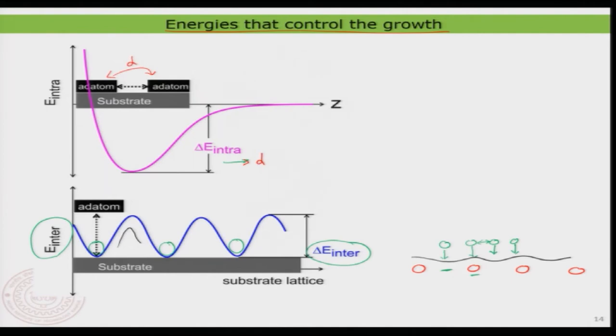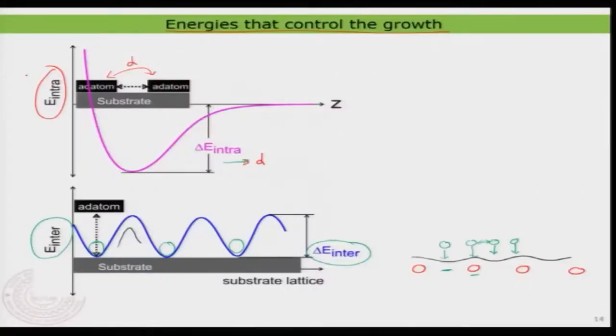And that's the reason why I'm calling it Z, because Z is the axis along which the atom is going to the surface. Well, it's not extremely important in this case. Now you see the ad atoms are basically interacting. The intra interaction, I'm calling it E intra, just to distinguish. The intra interaction between the ad atoms is also described by some kind of potential energy diagram, where the minimum represents the most stable distance between the two adsorbate atoms.